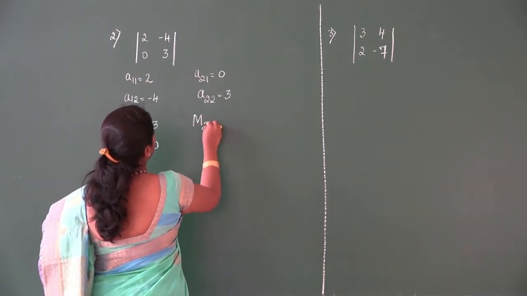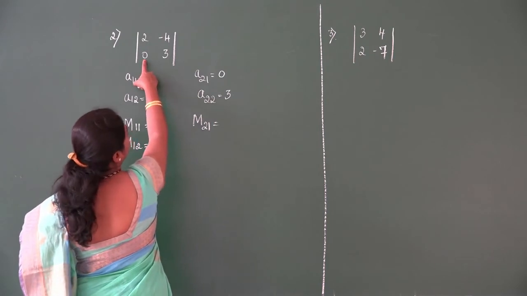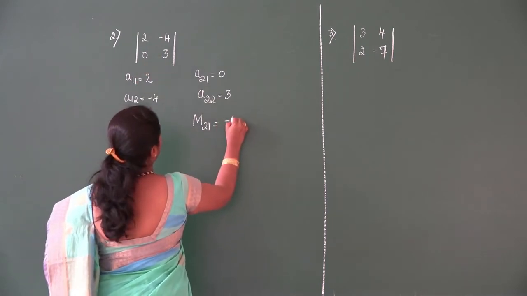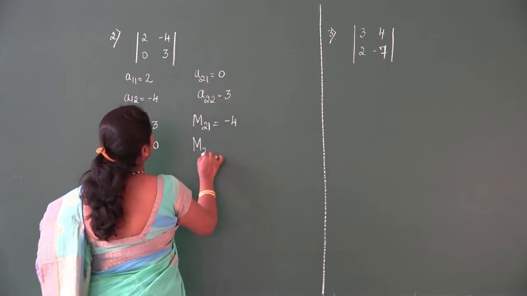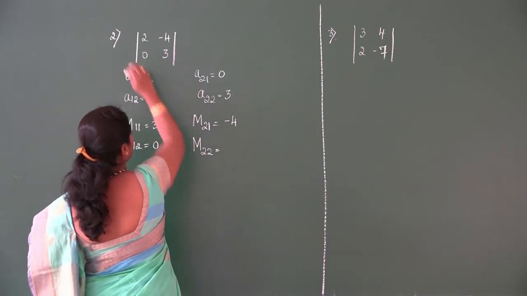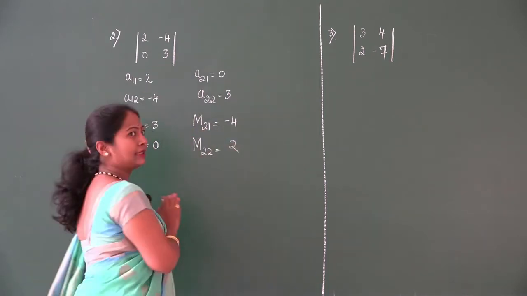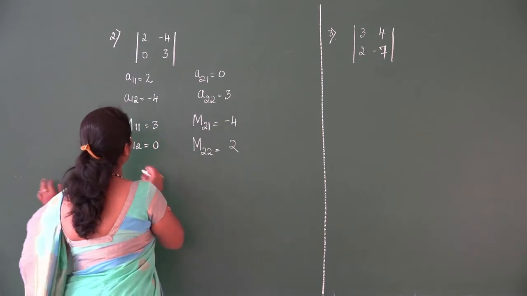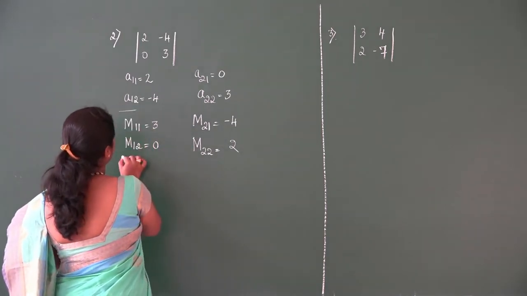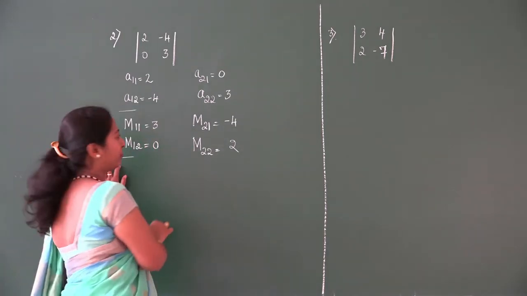Similarly, what is M21? 2, 1 element is 0. Opposite to 0 is minus 4. What is M22? That is the element 3. Opposite to 3 is 2. These are nothing but minors. Now, how do you find the cofactor matrix? This is the first part of the problem. This is the second part of the problem.